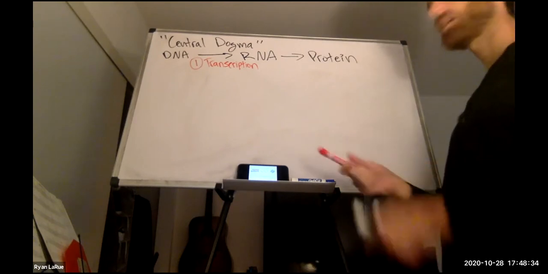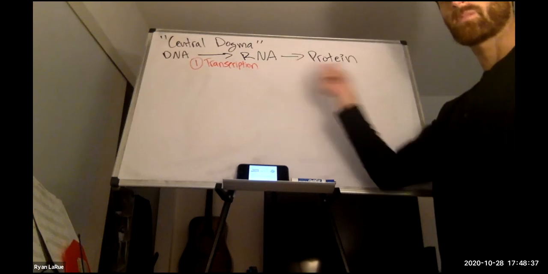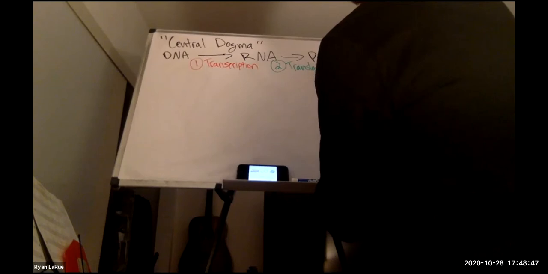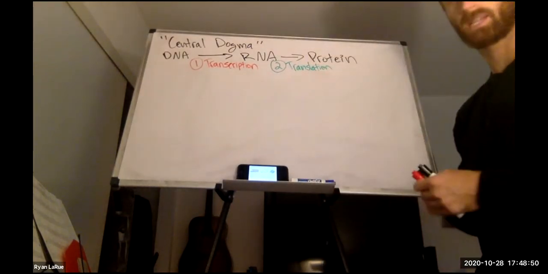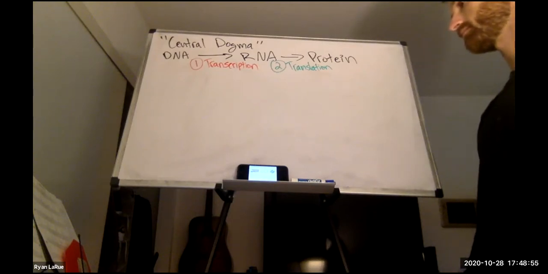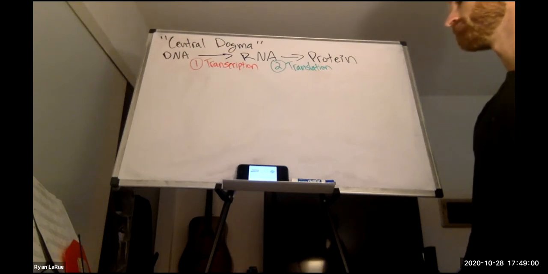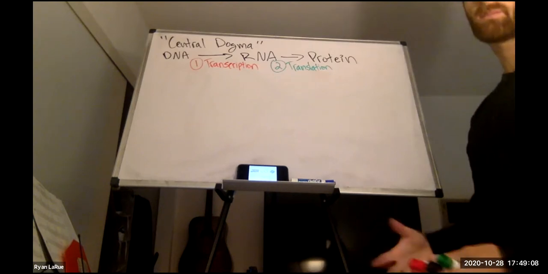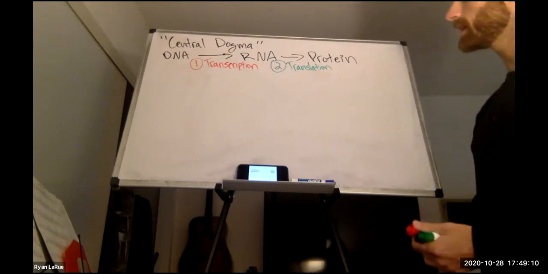Now, the process where RNA is used to make protein is called translation. So RNA is translated into protein. Before we get into the specifics of transcription and translation, I want to talk about these molecules: DNA, RNA, and protein.